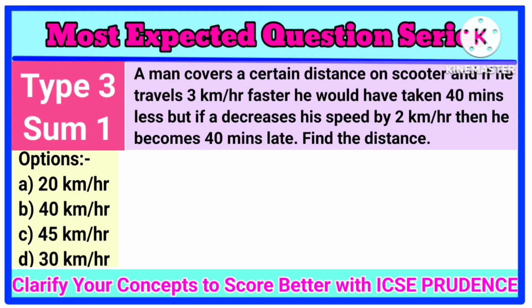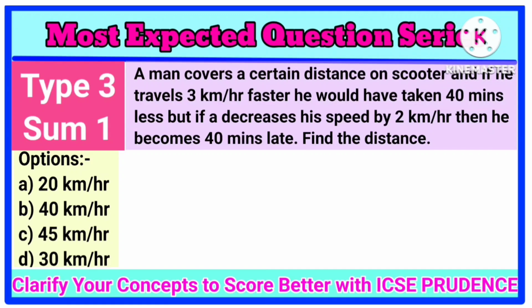A man covers a certain distance on a scooter. So the distance traveled is not mentioned. It is said certain distance. And if he travels 3 km/h faster, he would have taken 40 minutes less. So based on the previous thing, he used to travel a certain distance with a certain speed. Speed is also not mentioned. But if he increases his speed by 3 km/h, then he would have taken 40 minutes less. Means he would have saved 40 minutes than before by increasing the speed by 3 km/h.